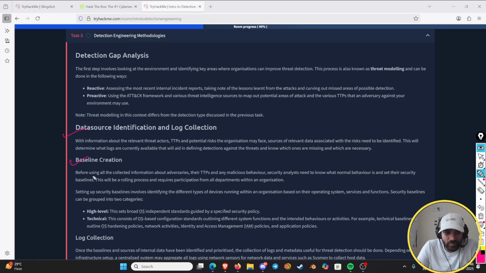Now, baseline creation. Before using all the collected information about adversaries, their TTPs, and any malicious behavior, security analysts need to know what normal behavior is and set their security baselines. This will be a rolling process and require participation from all departments within an organization. Setting up a security baseline involves identifying the different types of devices running within an organization based on their operating system, services, and function. Security baselines can be grouped into two categories: high level and technical. The high level sets broad OS-independent standards guided by specified security policies, whereas technical consists of OS-based configuration standards outlining different system functions and intended behavior.